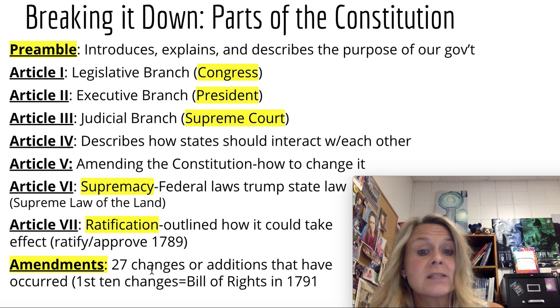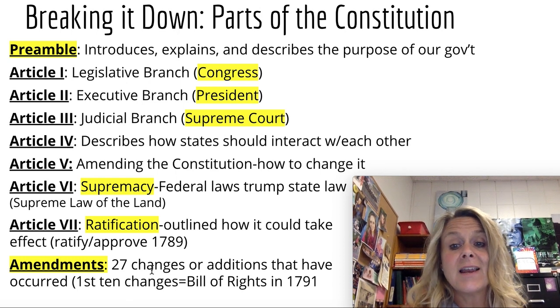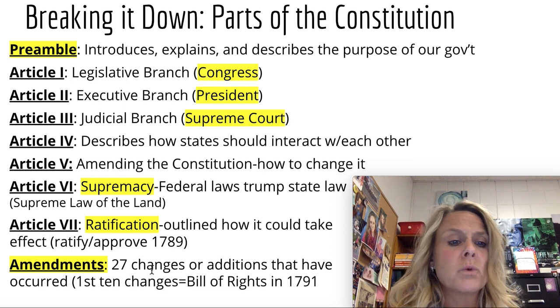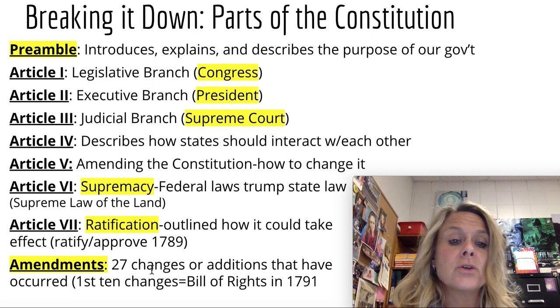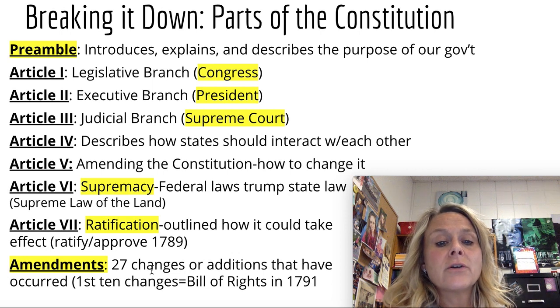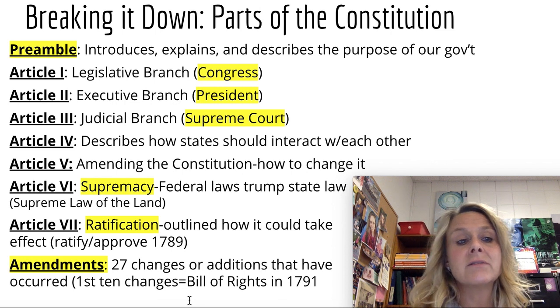There have been 27 since 1789, and the first 10 happened right away. Those were the Bill of Rights, the rights of the people. When people started reading this, they said, this only outlines what the government can do. What about the rights of the people? And so right away, the Founding Fathers came up with a list of rights for the people. This is what's referred to as the Bill of Rights, and that was added in 1791.